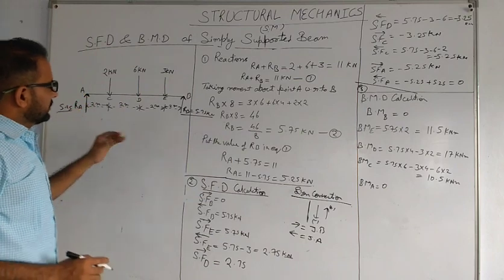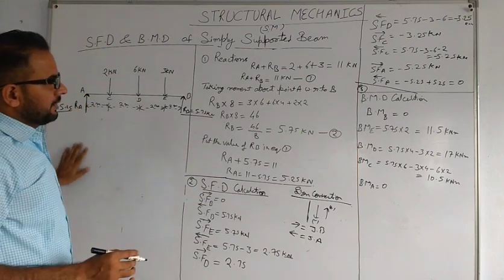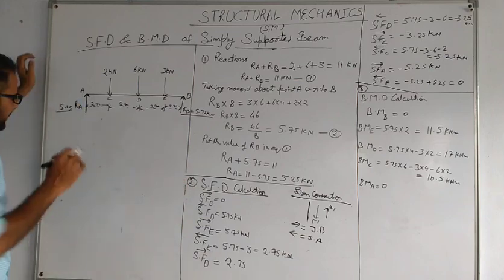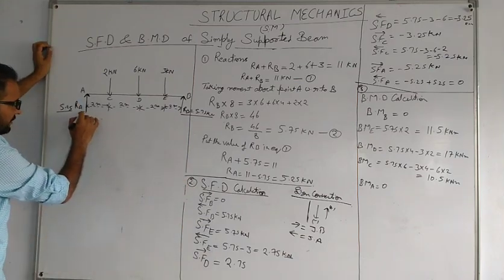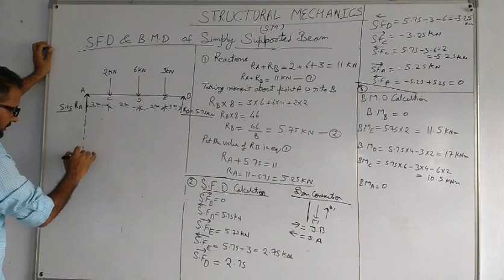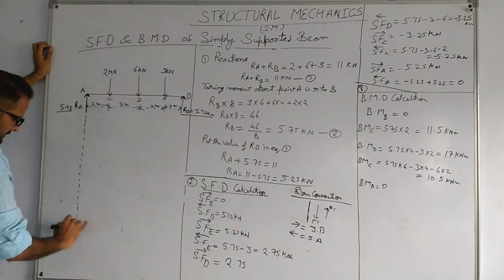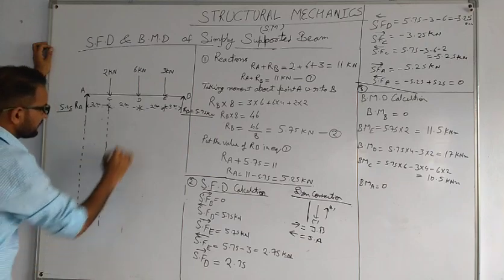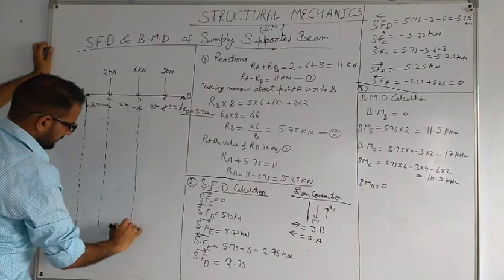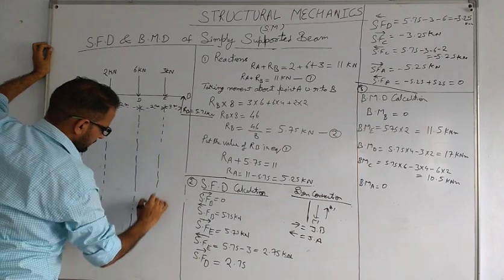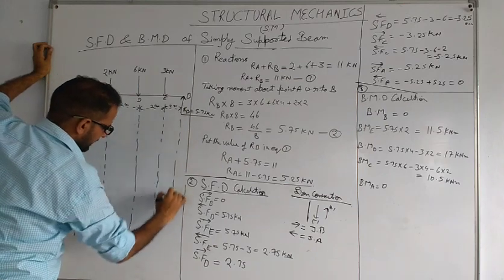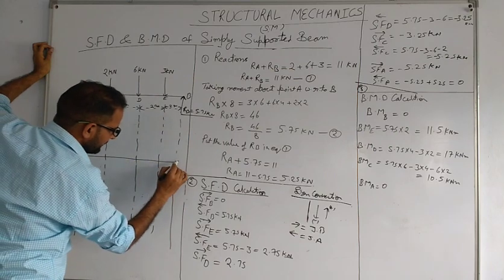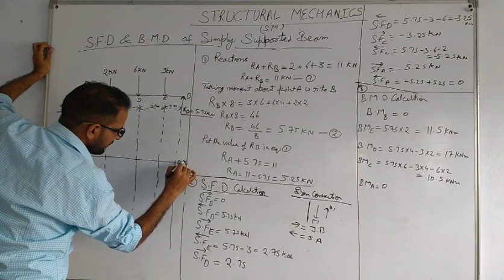So now we have calculated the shear force diagram calculation, so we can draw it first. You have to extend all these lines this way, this way, this way, and this way, and then draw a line which will be the 0 kilonewton line.